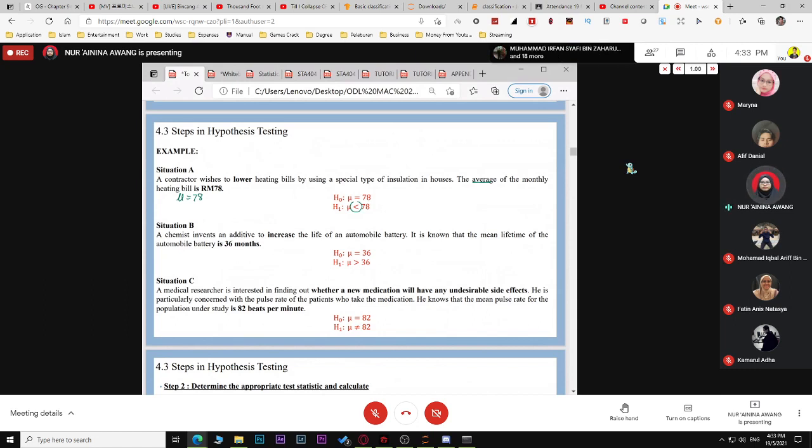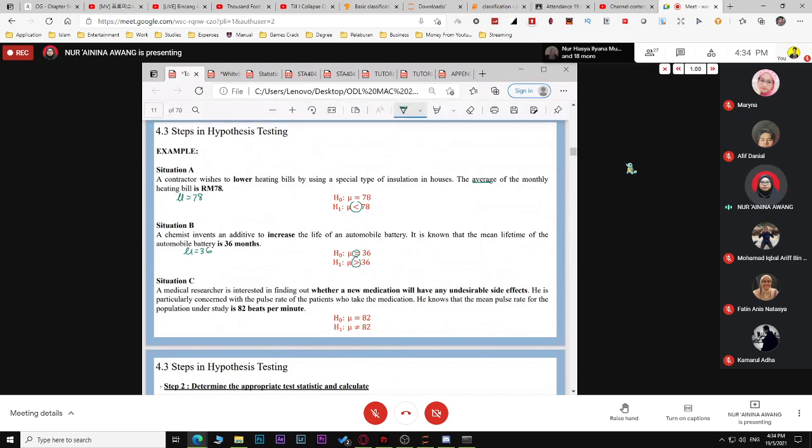So we know that this is the mean for the population. Okay, so macam biasa, your H null is always equal. But for your H1, we will refer to the questions. Since dekat sini the statement kata a chemist invents an additive to increase the life of an automobile battery. So dia nak lebih daripada 36. So that's why dekat sini dia more than. Okay, more than 36. And the last situation, a medical researcher is interested in finding out whether a new medication will have any undesirable side effect. So he is particularly concerned with the pass rate, and then he knows that the mean pass rate for the population under study is 82.